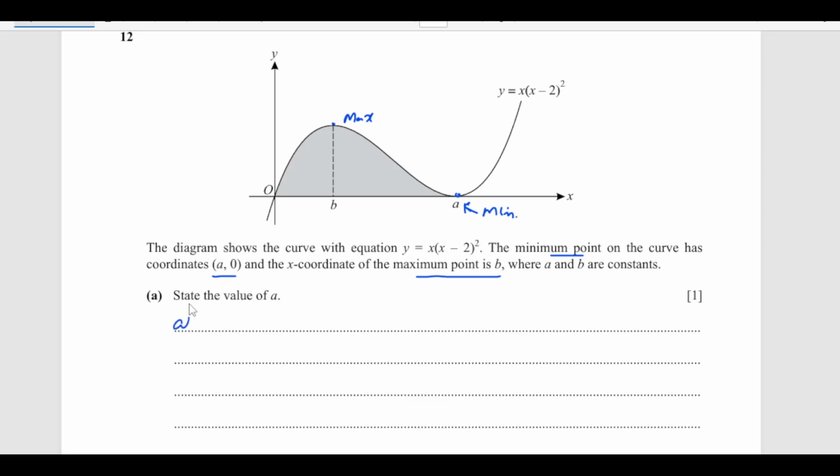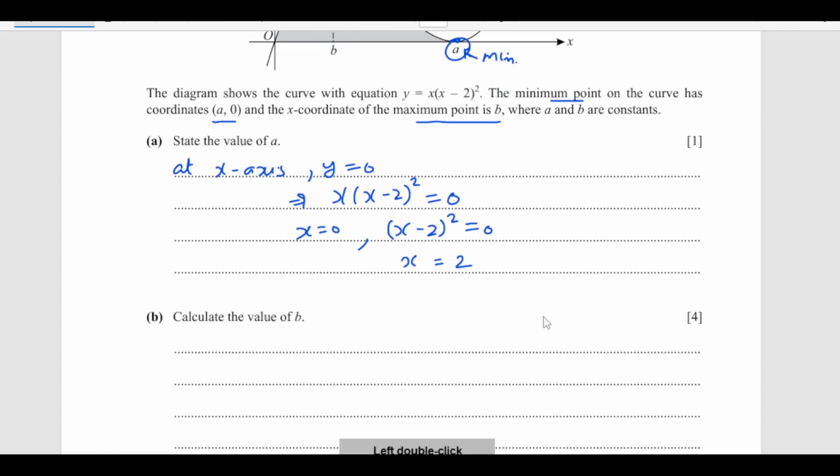So, at the x axis, as you can see, point A is on the x axis. At the x axis y is 0, right? So, we can substitute that in the equation: x times (x - 2)^2 is equal to 0. So, it gives us two values: either x is 0 or (x - 2)^2 is 0. So, from here x is equal to 2. As you can see, this is the value of x here. So, that means a is equal to 2.